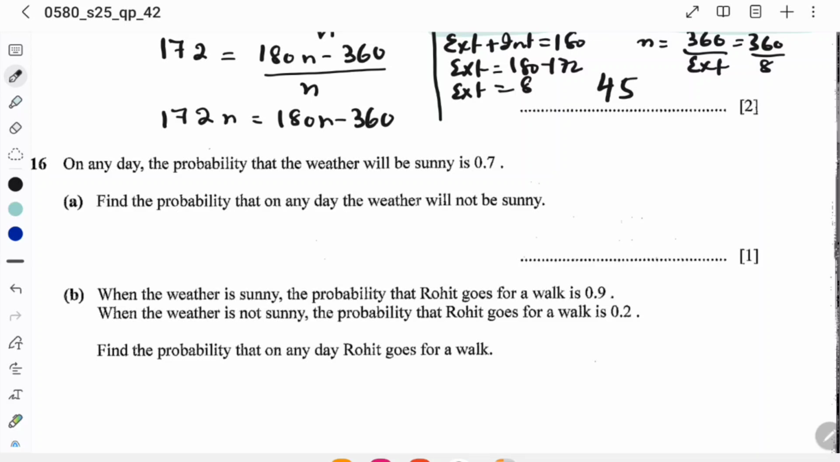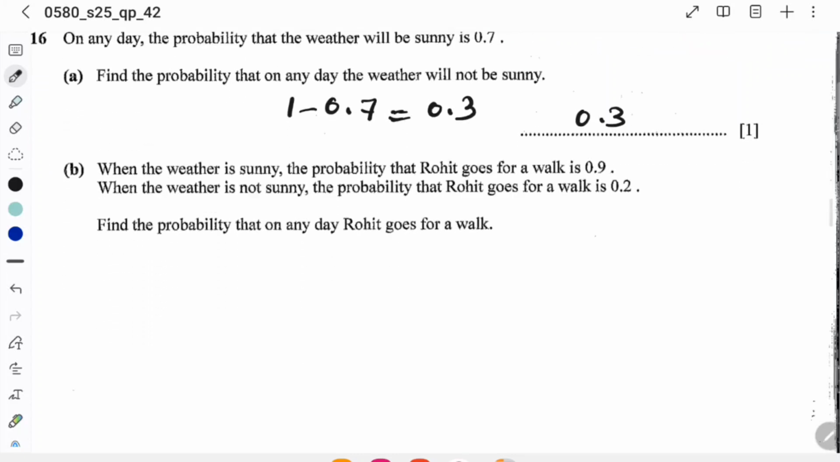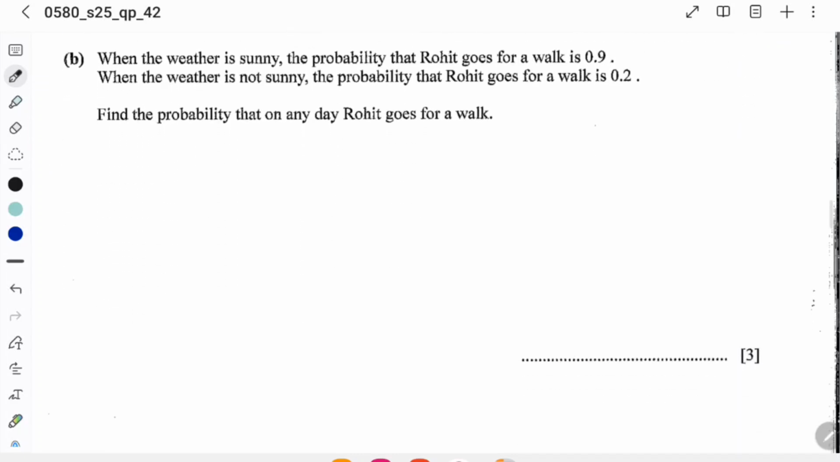Find the probability that on any day the weather will not be sunny, 1 mark. Just write down 1 minus 0.7, because the total probability is 1. The greatest is 1 and the lowest is 0. So that is equal to 0.3. When the weather is sunny, the probability that Rohit goes for a walk is 0.9. When the weather is not sunny, the probability that Rohit goes for the walk is 0.2.